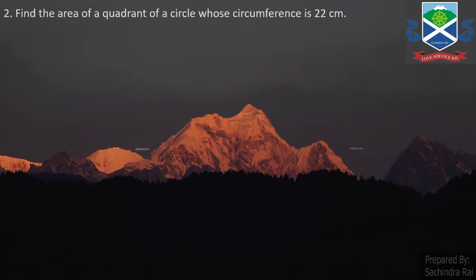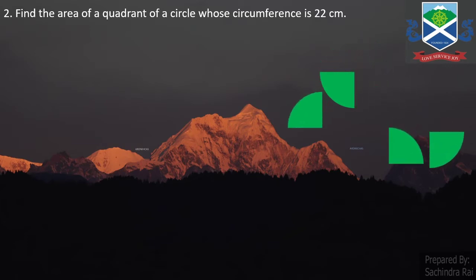In question number 2, it reads as find the area of a quadrant of a circle whose circumference is 22 centimeter. Let us understand what is a quadrant first. So when we draw a circle, and if we draw two diameters of the circle perpendicular to each other, then these diameters will divide the circle into 4 different parts, which are called the quadrant, and the angle here would be 90 degree. So we have 1, 2, 3 and 4th quadrant.